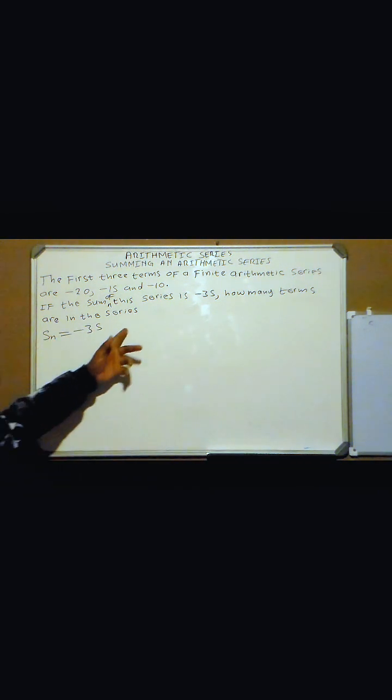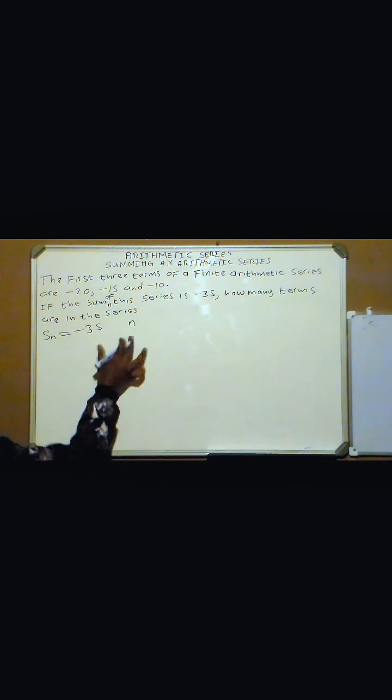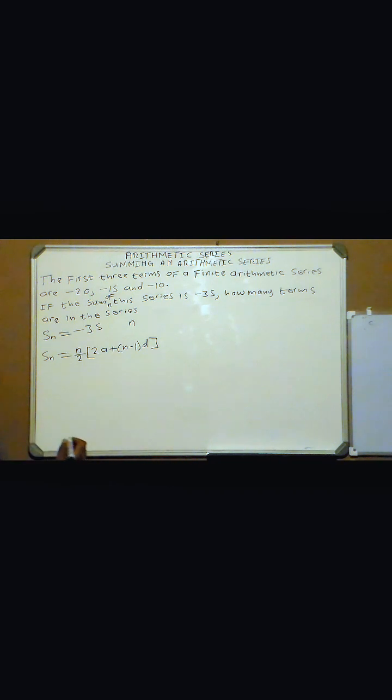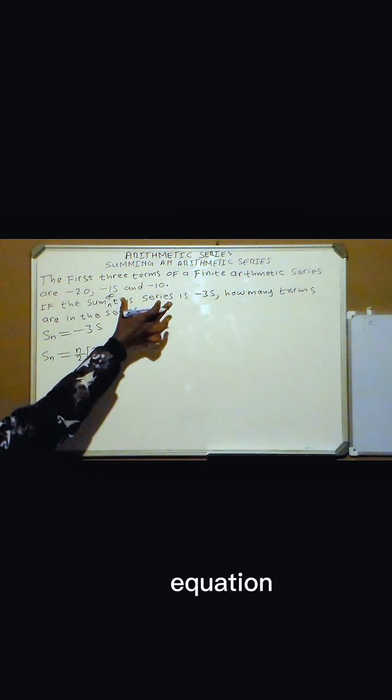So we are given the sum of the series as what? As negative 35. So we are given Sn is equal to negative 35. They're saying how many terms are in the series. Just like the first question, we are supposed to solve for n. Since we are given the sum of the first n terms, we are going to use this equation: Sn is equal to n over 2 multiplied by 2a plus n minus 1 multiplied by d. We can't use the other equation because we do not know what the last term of the series is.